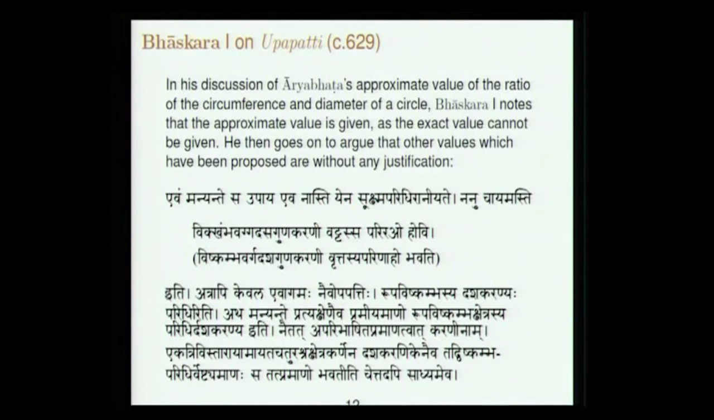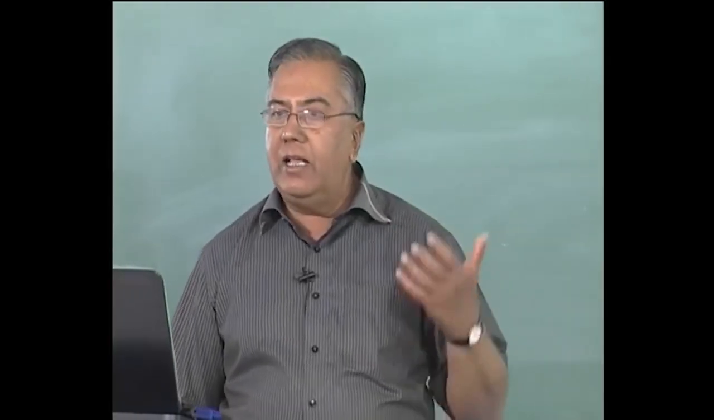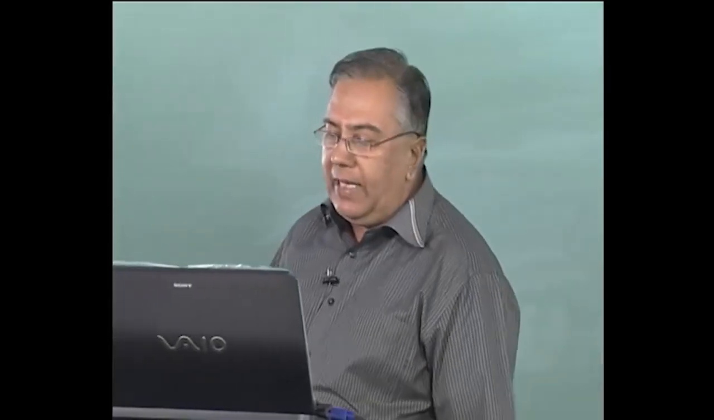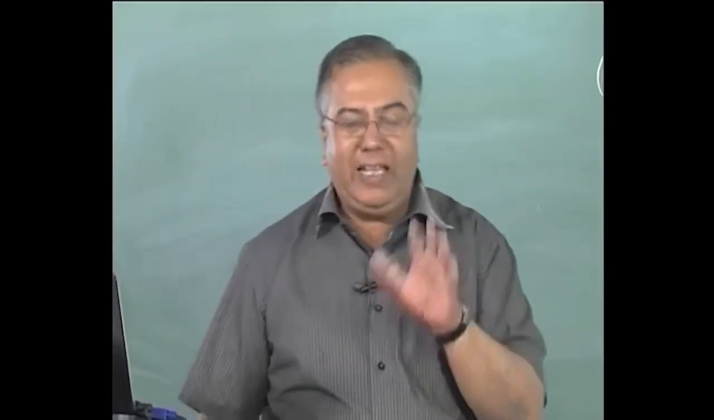So one of the earliest discussions of the nature of Upapattis occurs in Bhaskara I's commentary on the Aryabhatiya. He is referring to the discussion of Aryabhata that the approximate value of the ratio of circumference to diameter is 62832 by 20,000. Then he is saying that an approximate value is being given because the exact value cannot be given. Even Bhaskara I is saying that the exact value of pi cannot be given.